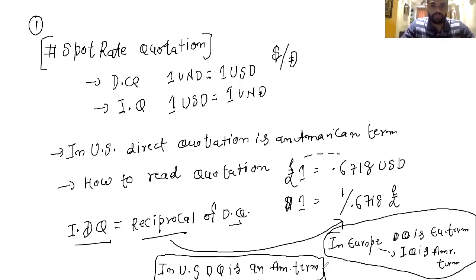So let's move on to the next. Is it okay? In US, direct quotation is American terms, and in US, indirect quotation is European terms. Yes or no? Say something. Is it okay? Yes. Okay. So let's continue.